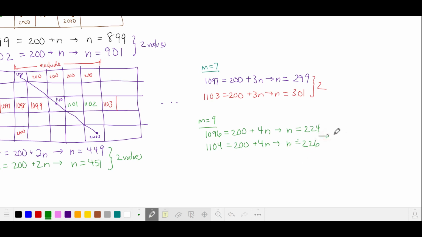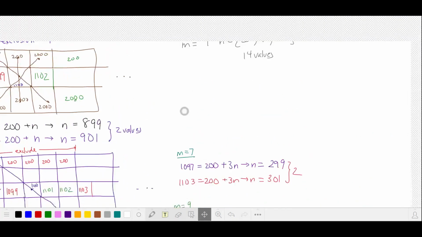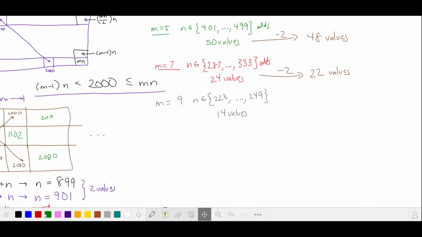But we note that in here is n is equal to 225. And that's probably going to be one of these other locations for 200. So this is just one value to exclude when m is equal to 9. It's in our interval. So we subtract 1, and we're down to 13 values.